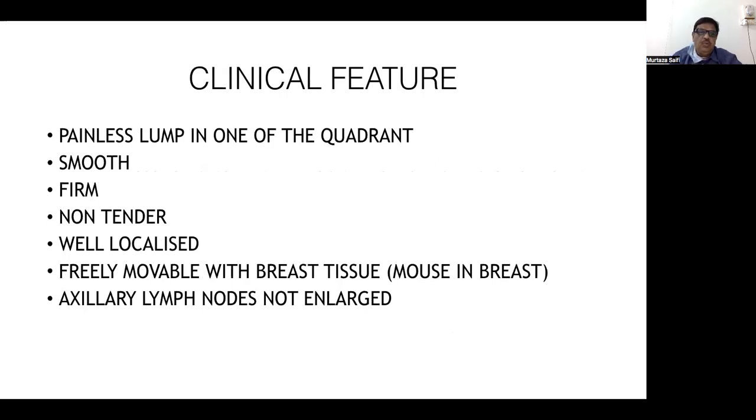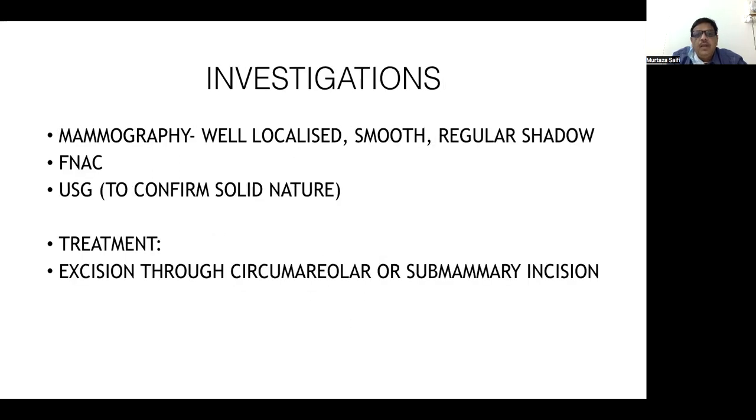Clinical features of fibroadenoma: a painless lump in one of the quadrants. It is smooth, firm, non-tender, well localized, freely movable within the breast tissue. That's why it's called a mouse in the breast. Axillary lymph nodes are not enlarged in fibroadenoma. Investigations are mammography, which shows a well-localized, smooth, regular shadow, FNAC, and USG to confirm the solid nature. Treatment is excision through a circumareolar or submammary incision.